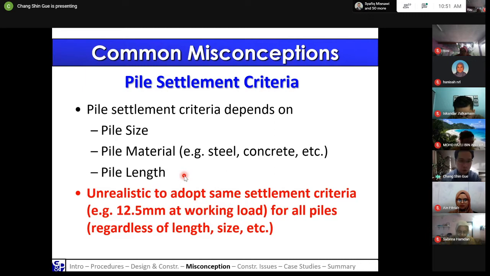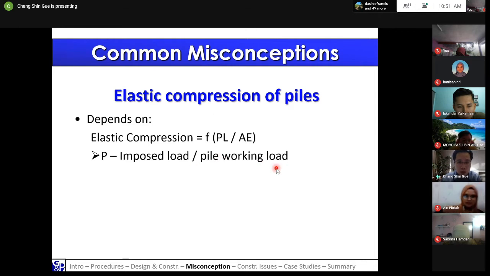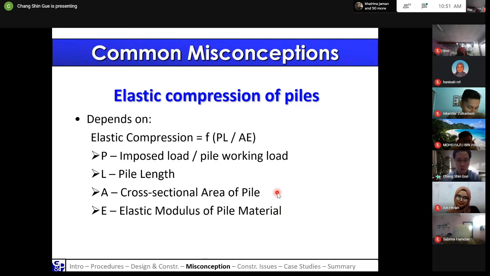It's also important for you to understand that there is a component we call the elastic compression of piles. The pile itself will experience elastic compression, and the elastic compression is a function of PL over AE. P is the imposed load on your pile, the working load. L is the pile length. A is the cross-sectional area of your pile. And E is the elastic modulus of your pile. So here you can see that if you have a larger pile working load or a longer pile, you will experience a larger elastic compression.